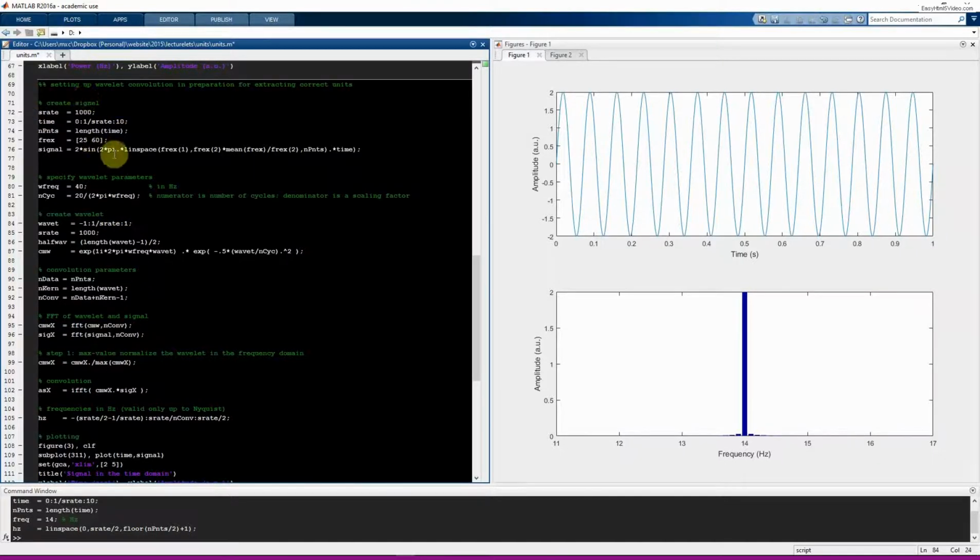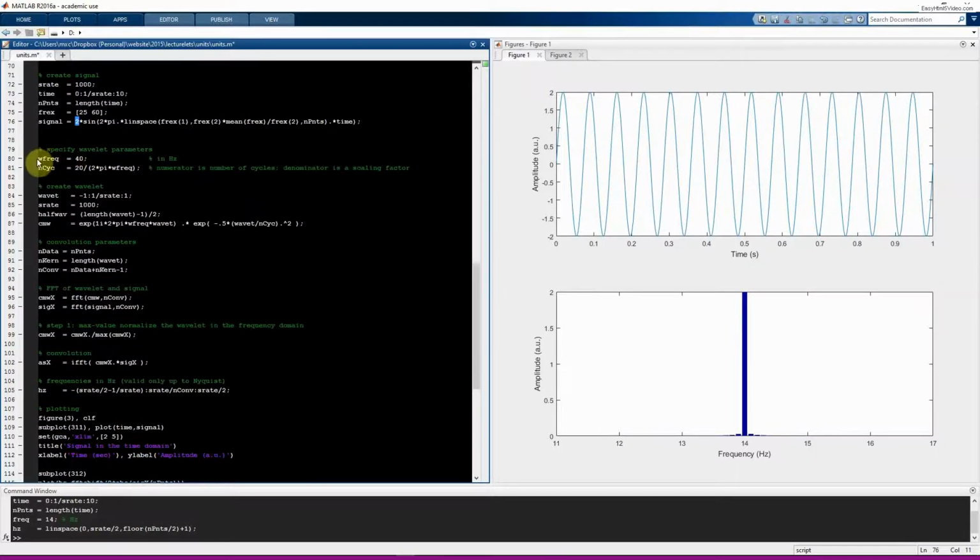So here, what we're going to do is create a signal. This is a chirp. It's a linear chirp, so it increases in frequency. It starts at 25 hertz, and over the course of 10 seconds, it's going to go up to 60 hertz. And this is just the formula for a linear chirp. And again, I'm fixing the amplitude to be a constant value of 2.